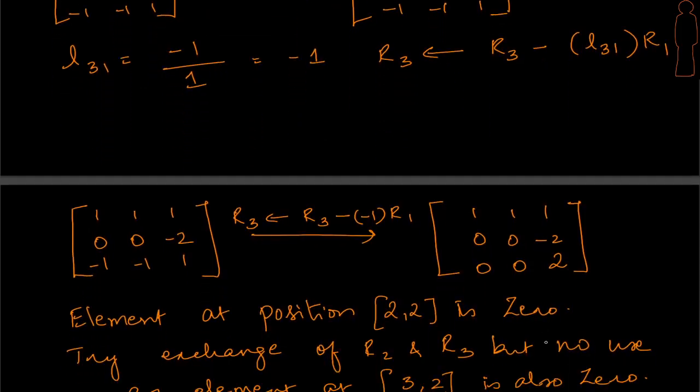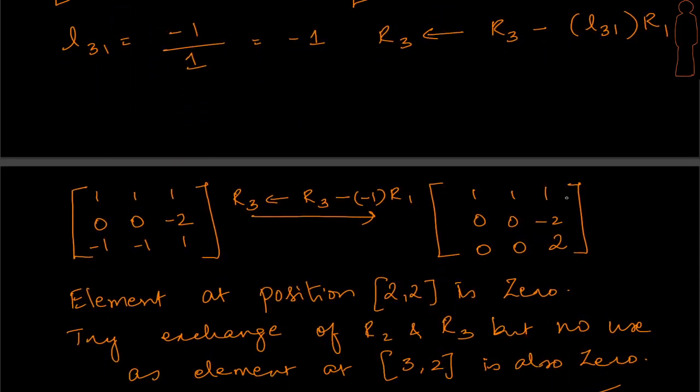And when we do this operation, we find that we are landing up with 0, 0, -2, 0, 0, 2 here, right? So the third row is basically becoming 0, 0, 2. Now, do we have an opportunity for row exchange? In case there was something non-zero here, yes, there was. But now, I doubt even changing them is going to help us, right?